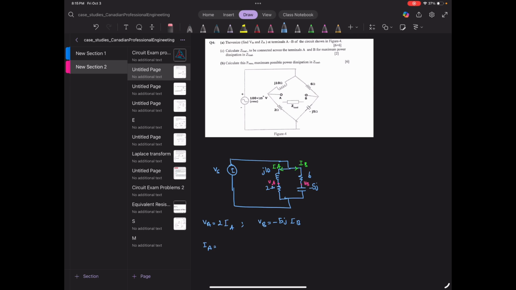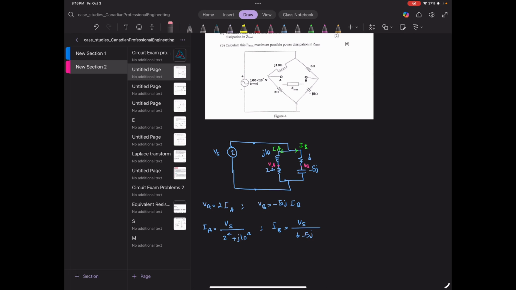IA is the voltage across these points, which is VS, over the full impedance across VS, which is 2 ohm plus J10 ohm. Okay, this is IA, and then IB similarly is going to be VS over 6 minus 5J.